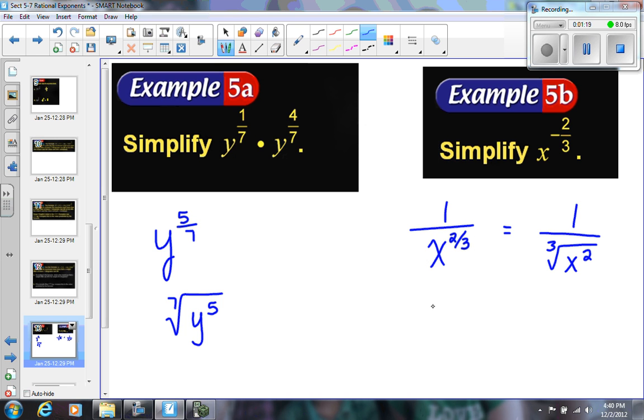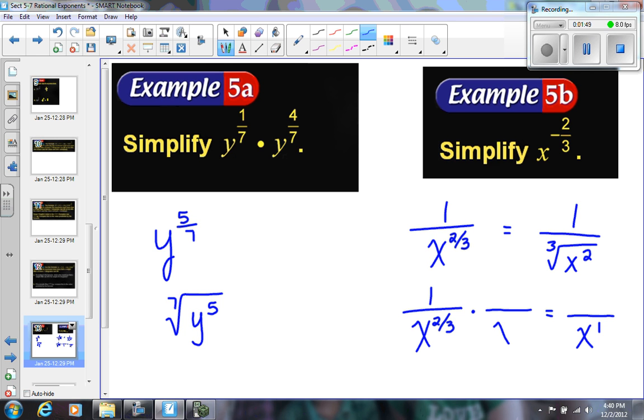Now I'm going to go back to the rational form to do this because I think it's going to be easier for you to see. I need to multiply by something so that I just have an x, or if you want, think of it as an x to the 1st power. Remember the rule, when you're multiplying and the bases are the same, you add the exponents. Well, what would I have to add to 2/3 to get 1 whole? Well, 2/3 plus 1/3 would equal 1 whole.